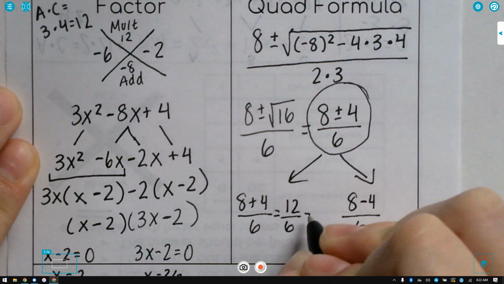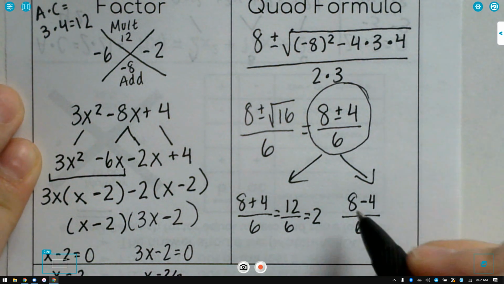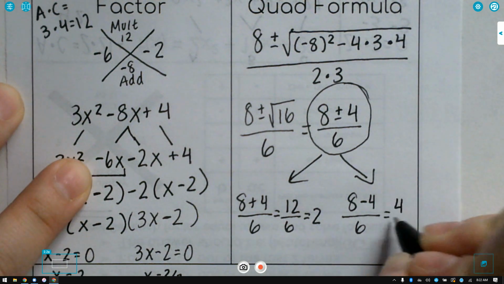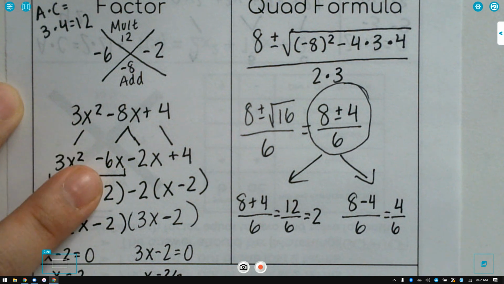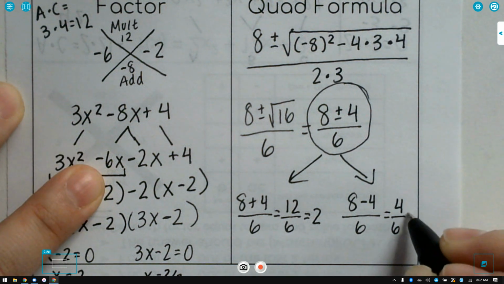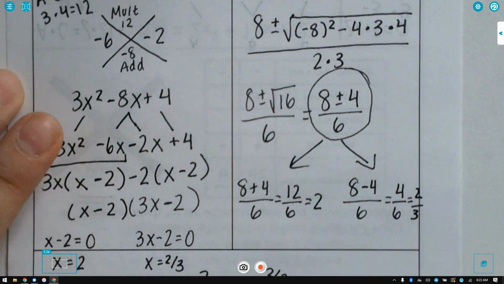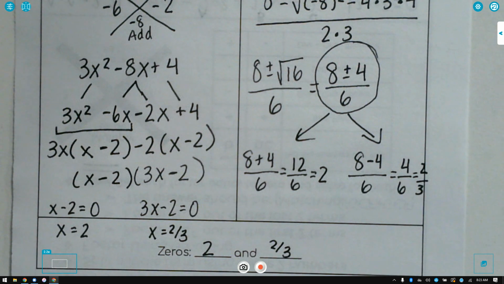12 divided by 6 is 2. Eight minus 4 is 4. And then 4 over 6 can be reduced. We can divide the top and bottom both by 2, and we get 2/3, which are the answers we already have written down. Fancy.